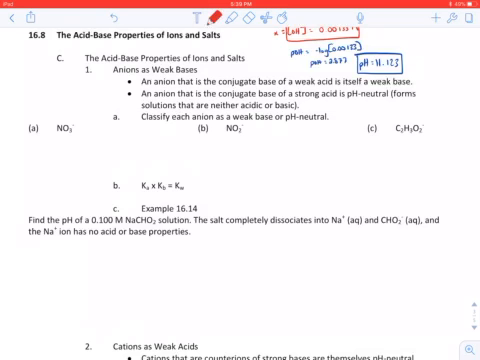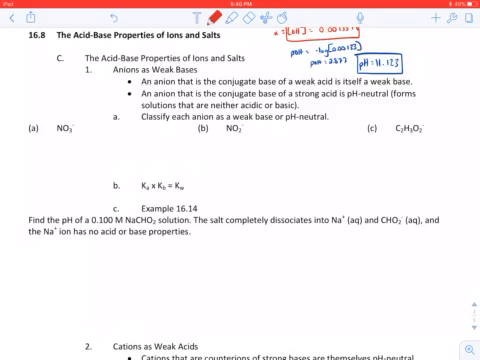But an anion that is the conjugate base of a strong acid is pH neutral, which means that it won't form a solution that's either acidic or basic, and that's because we're never going to be able to make a strong acid from its conjugate base. That doesn't make sense. If I throw Cl- in solution, I'm not going to get hydrochloric acid. That just hopefully should make sense to us.